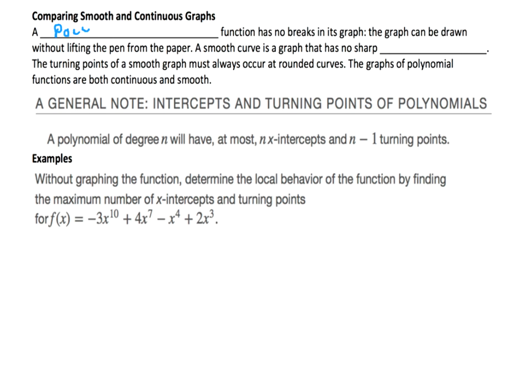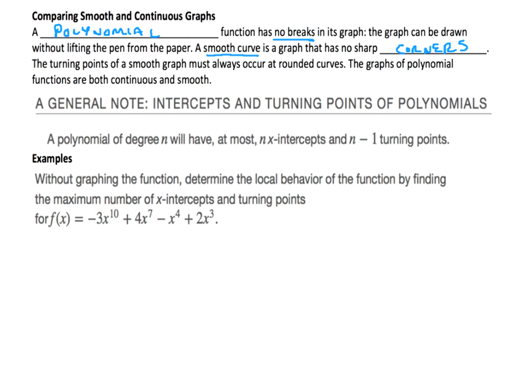A polynomial function has no breaks in its graph. In other words, the graph can be drawn in its entirety without lifting your pen from the paper or pencil. It's a smooth curve with no sharp corners.